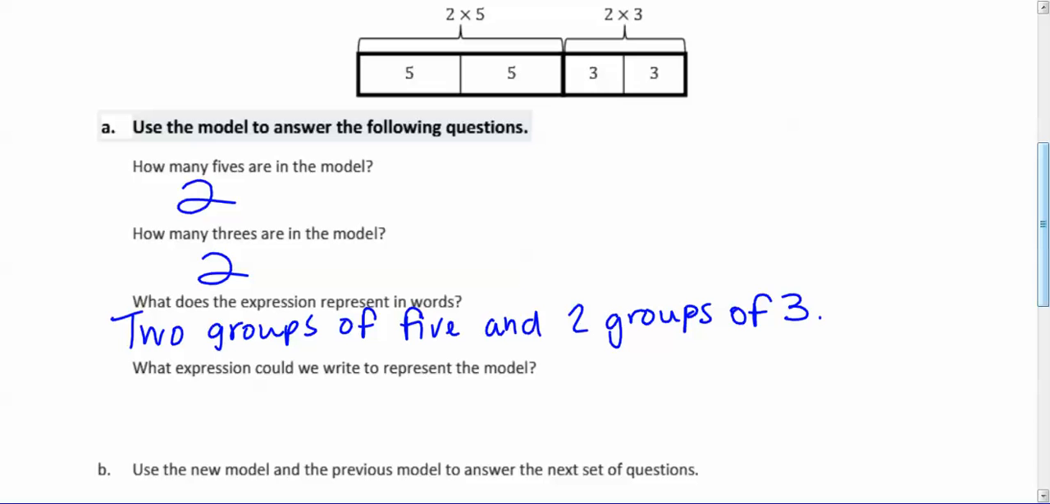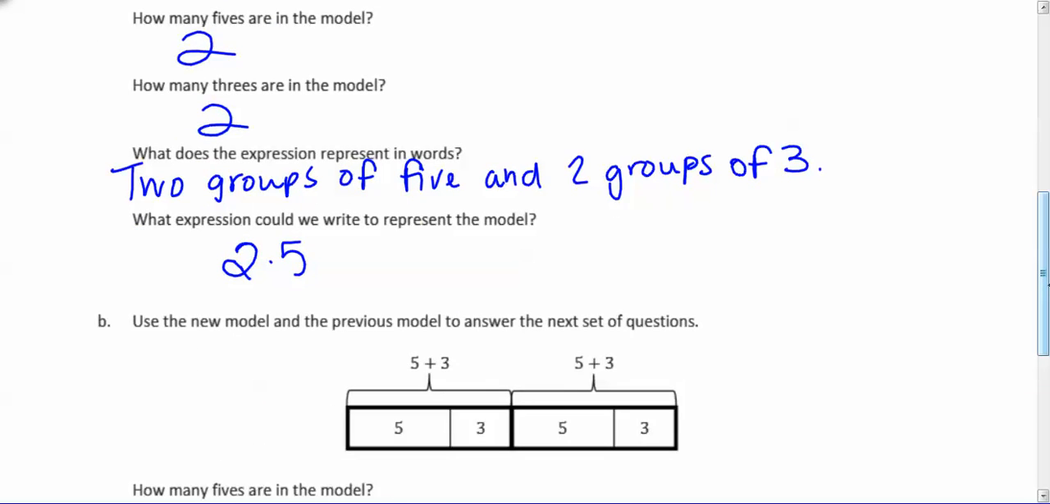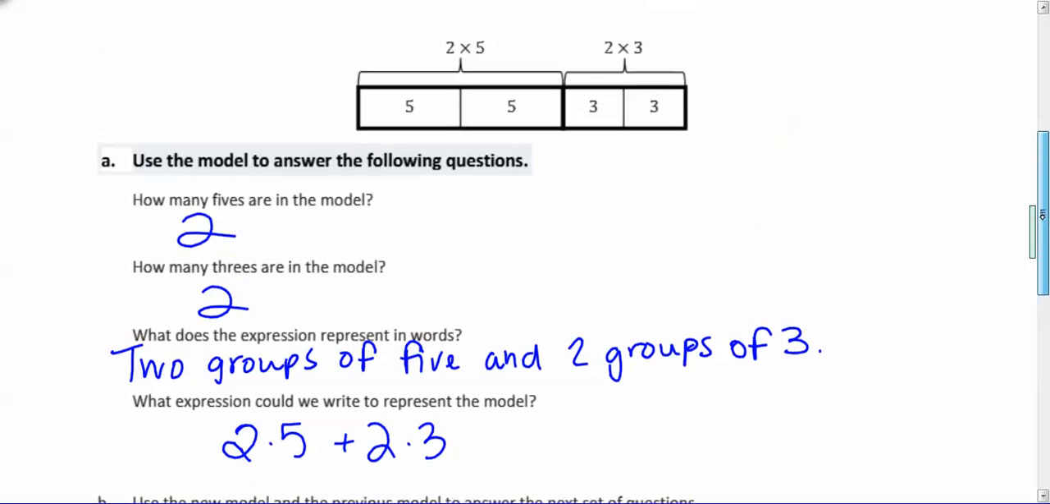Troy? Multiplication, very good. So we would say 2 groups of 5 are 2 times 5 plus what? Very good, plus 2 times 3. And that's kind of shown right up here, right? We have this group plus we have this group over here.